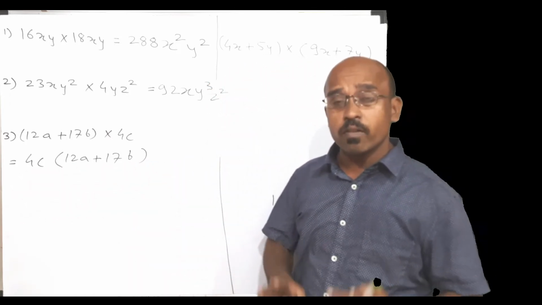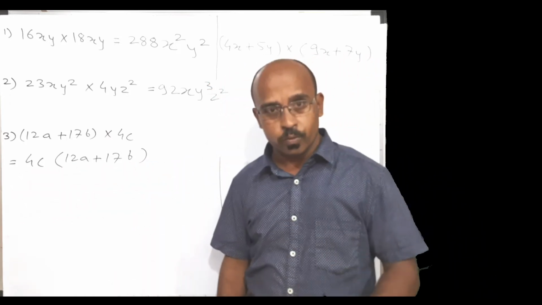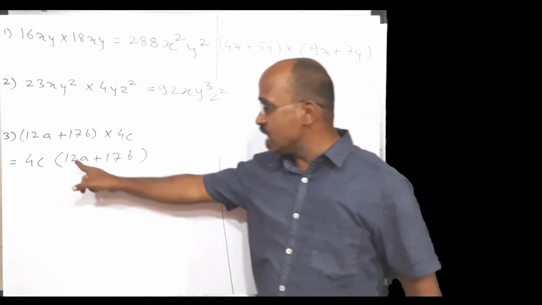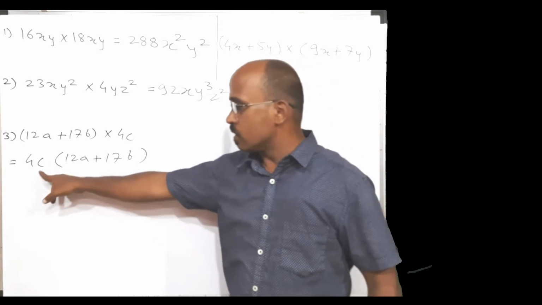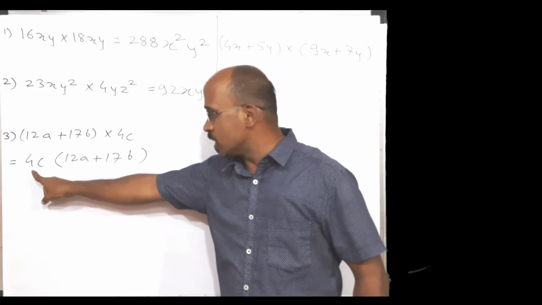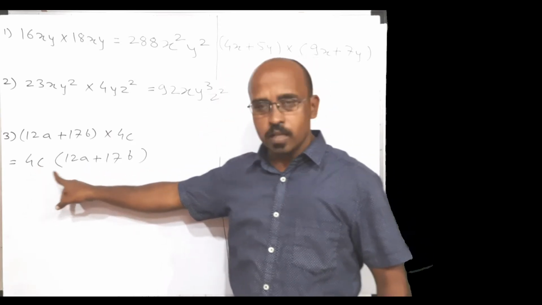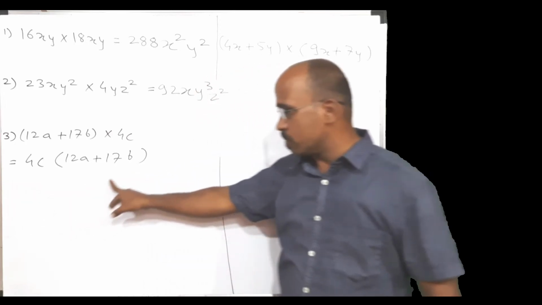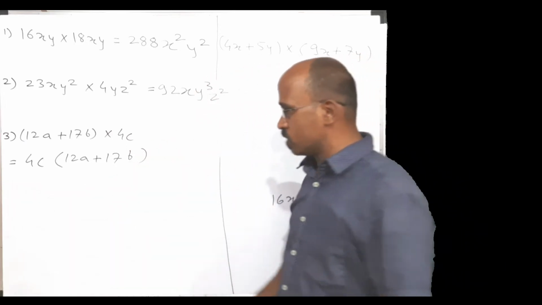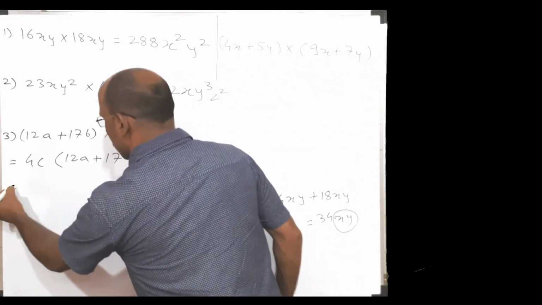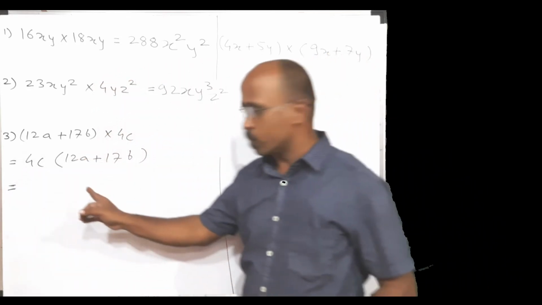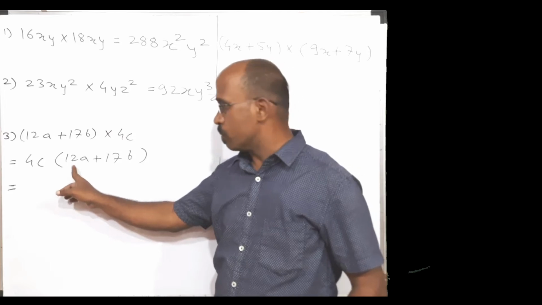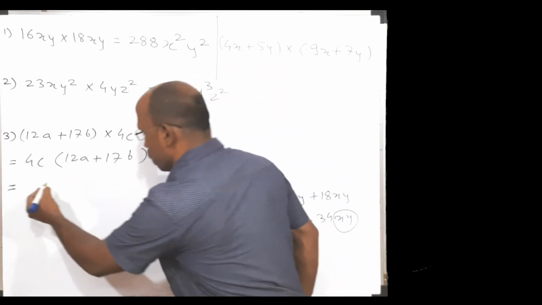Clear? Now whenever we are multiplying a bracket, what do we have to do? We have to multiply each and every term in the bracket with the term outside the bracket. Means this 4c I have to multiply by 12a, and this 4c I have to multiply by 17b. So let's go. That is equal to 4c into 12a. What do we have to do? Multiply coefficients. 12 4s are 48.